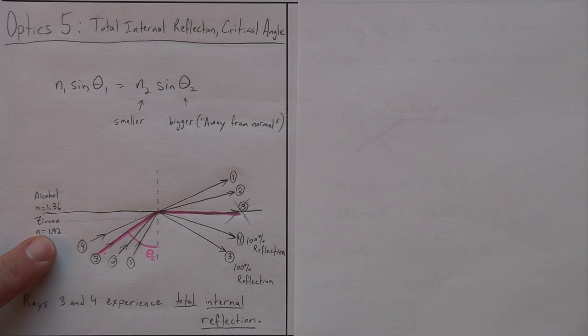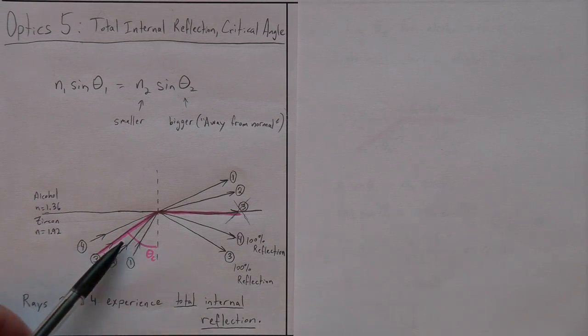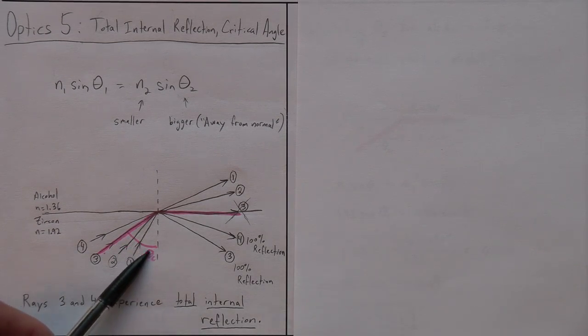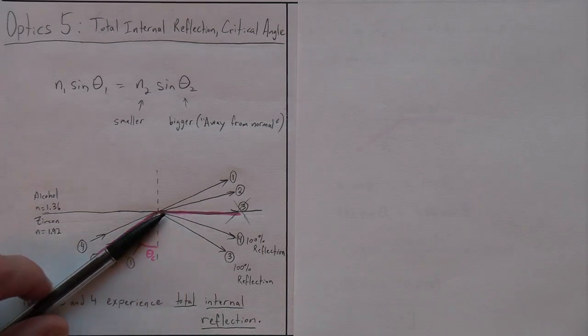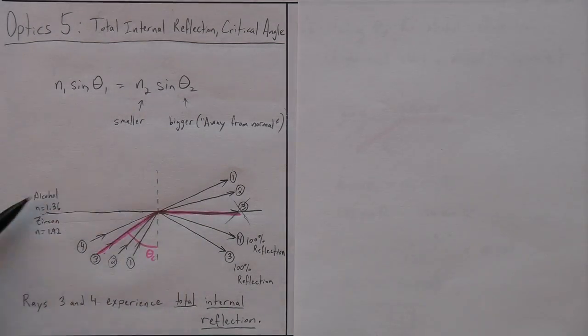It always has to start in the highest index, curving away from the normal, and then it doesn't; it stays reflected. So that's the concept. That's what's happening with total internal reflection. But you also have to be able to calculate the angle at which this happens. How many degrees can we go before no light can go into the alcohol? This is how you do it.